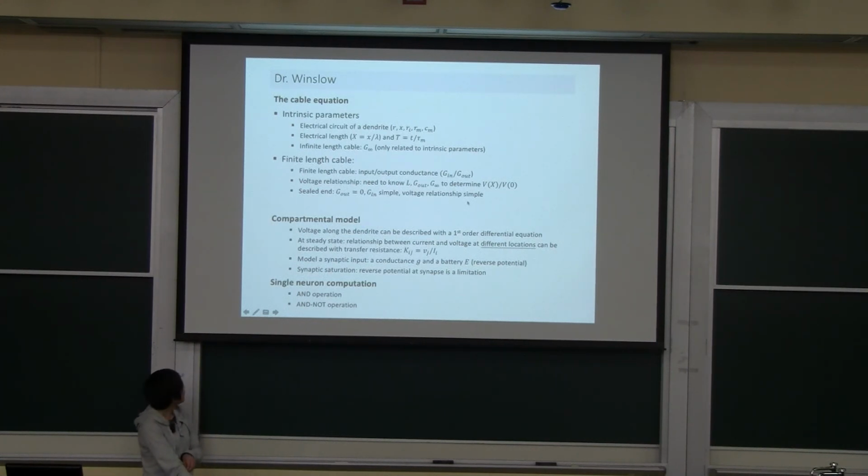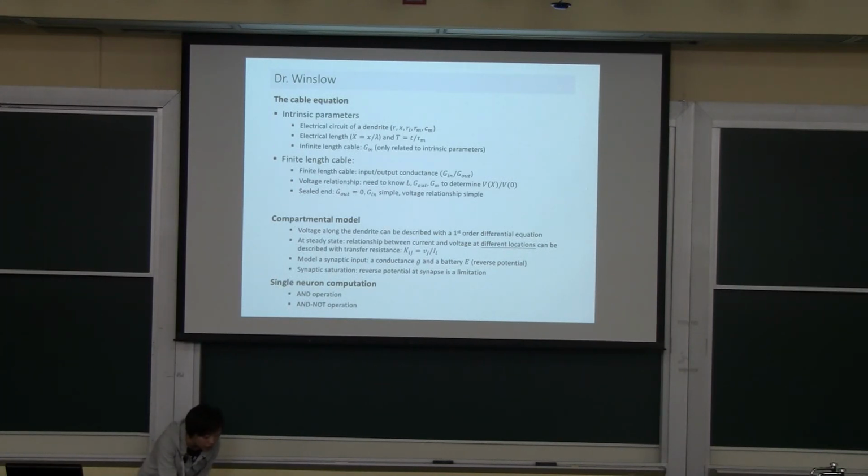Anyway, okay. So the second part is the compartmental model. Still, you don't have to remember all the big matrices of what each part represents, but the general idea is you can divide all the dendrite into different parts, and the whole thing can be described as a first order differential equation.